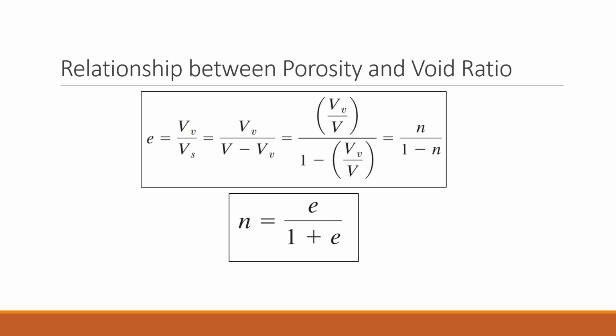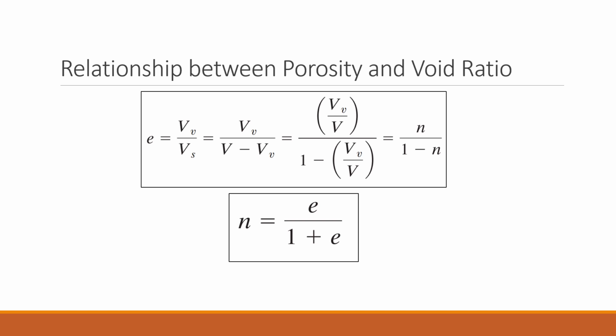So the porosity and the void ratio actually are somehow related. If you are given the value of your void ratio, you can solve for the value of your porosity. Porosity is equal to e, or void ratio, over 1 plus the void ratio. So how did we come up with this relationship between the porosity and the void ratio?